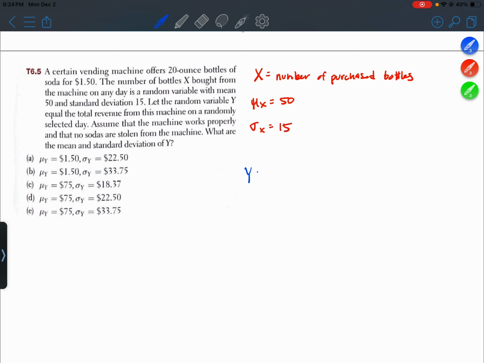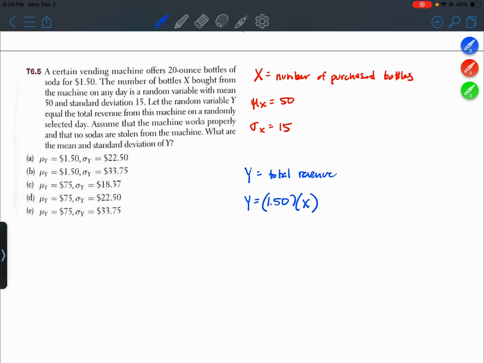So Y is going to equal the total revenue from the machine on a random day. Now, the variable Y and the variable X are directly related to each other because if we know the number of bottles and we also know the price per bottle, then we can figure out how much money the machine is generating. In other words, the amount of money the machine generates is just $1.50 times the number of bottles purchased.